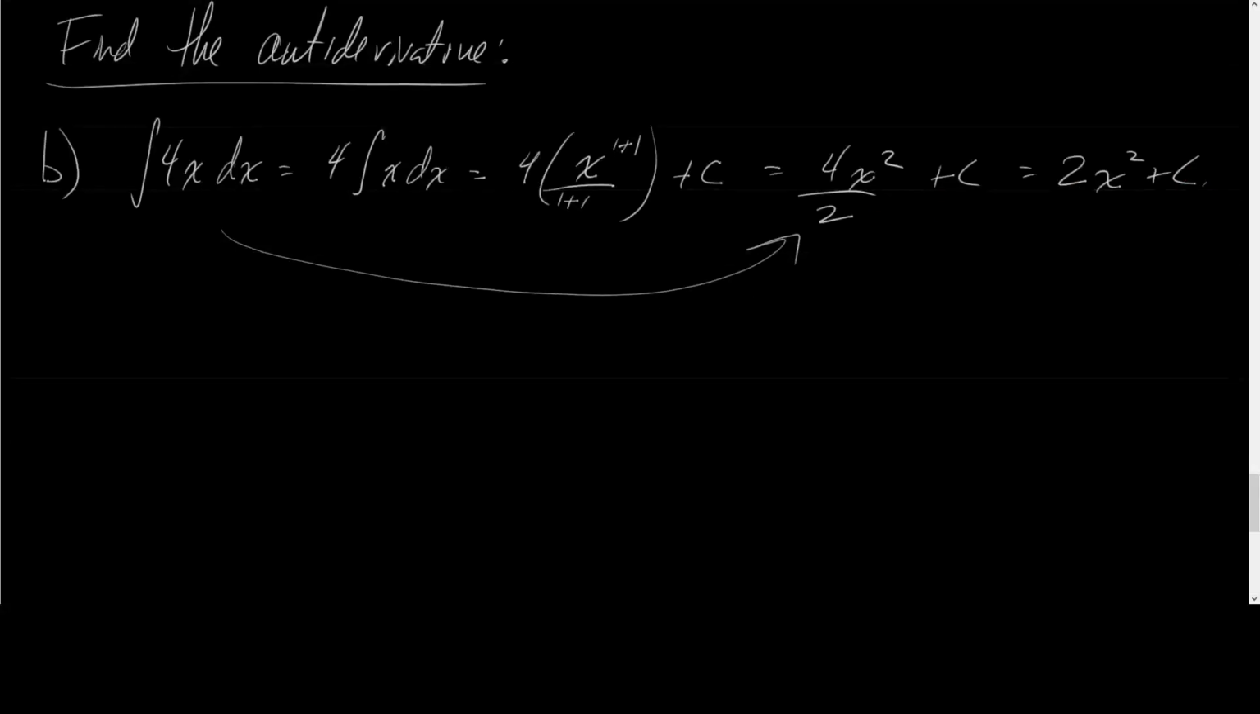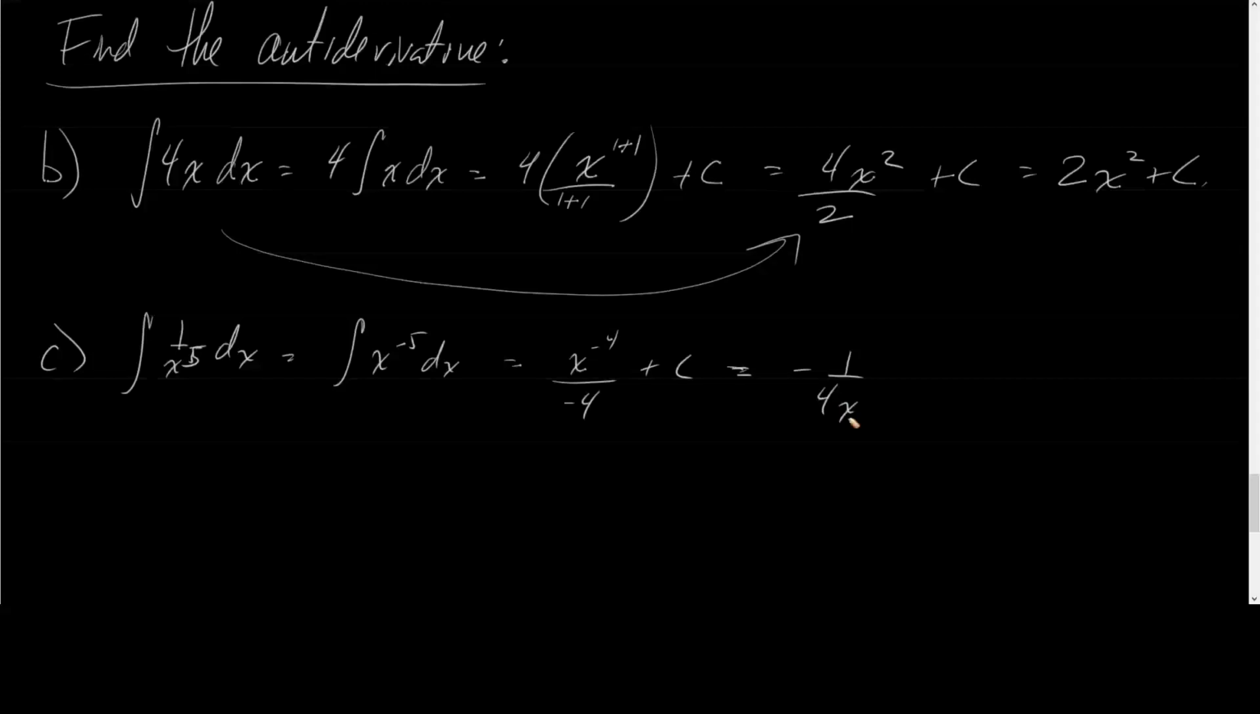All right. C. So if I had the integral of 1 over x to the fifth dx, notice that I can write this as the integral of x to the negative 5 dx. And then what happens when I add 1 to that exponent? I get negative 4 divided by the new exponent, negative 4 down here, and then plus c. So we can really write this as negative 1 over 4x to the fourth plus c.